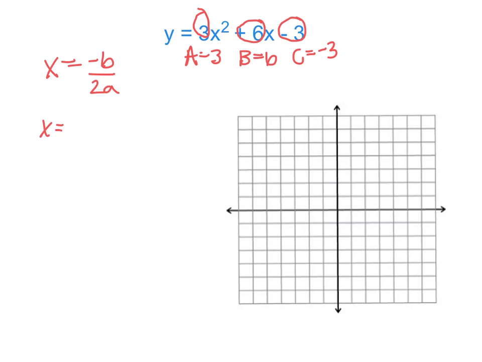So x is equal to the opposite of b. So the opposite of a +6 is a -6. On the bottom we've got 2 times a, which in this case is 3. Now if we simplify that, we'll have negative 6 over positive 6, which is equal to negative 1. So we know the x-coordinate of our vertex is going to be negative 1.